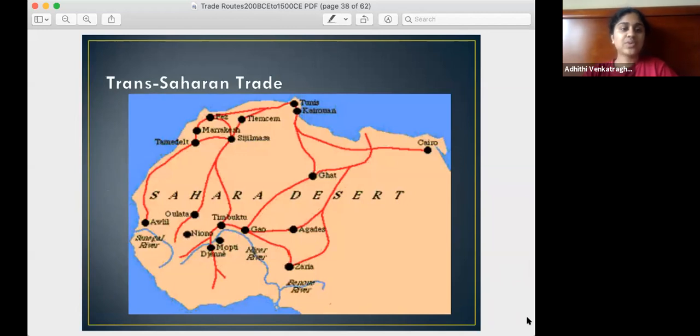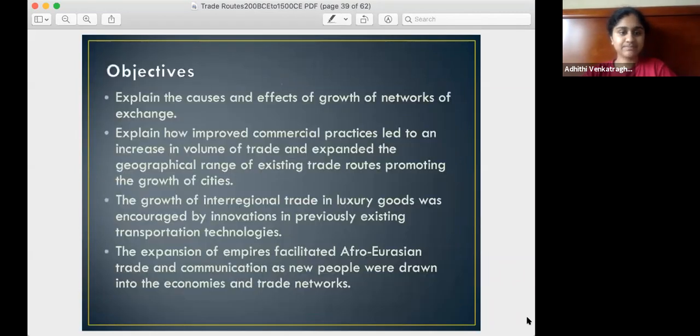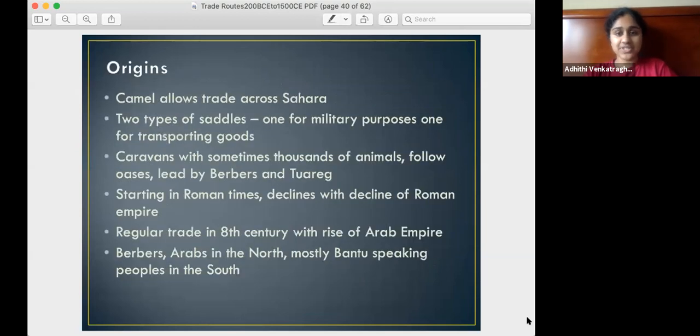All right, now for trans-Saharan trade. So we're going to move on to Africa and mostly Northern Africa. These are the objectives of this unit, and the origins of trans-Saharan trade.